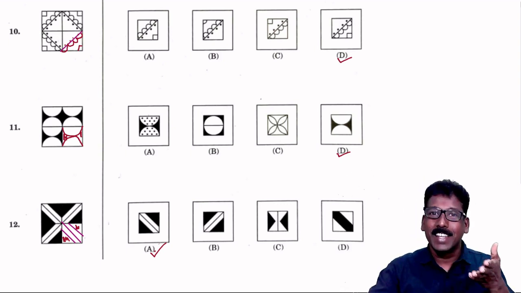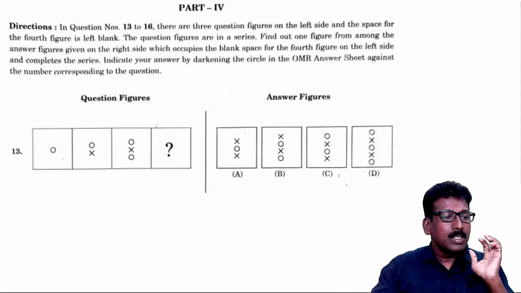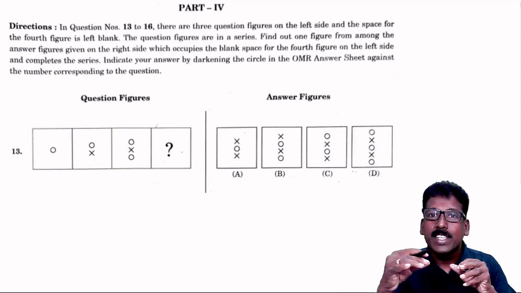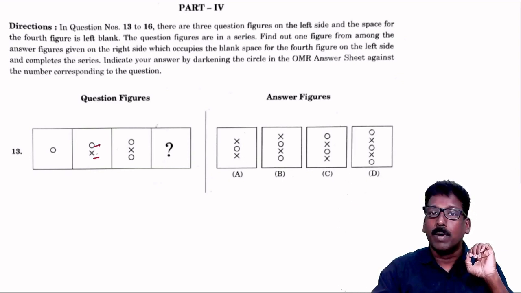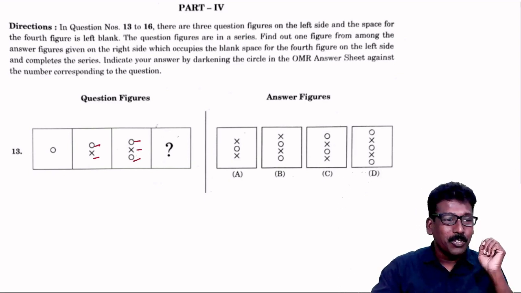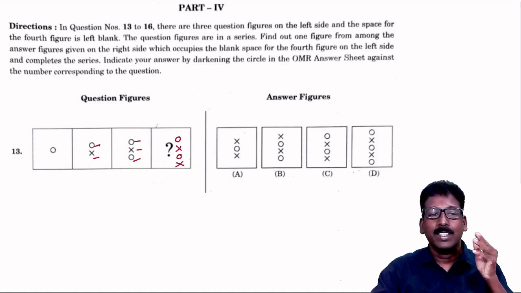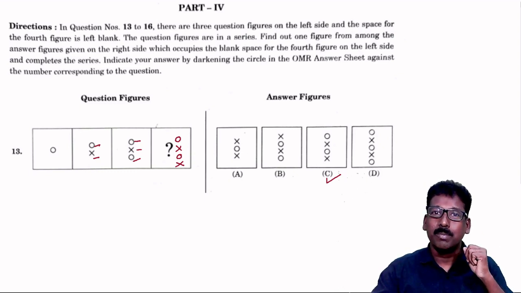Now let us look at the next type. Here in this section, there are three question figures and a fourth one left blank. These questions are all in a series. Here you can see there is a circle in the first figure, then a circle and a cross mark. The third one, circle cross circle. What will be the fourth? Of course, it will be a circle cross mark. That means circle cross marks, it will be C. Therefore, C is your correct option.